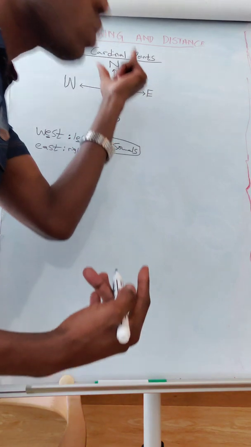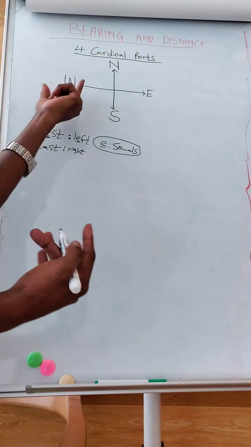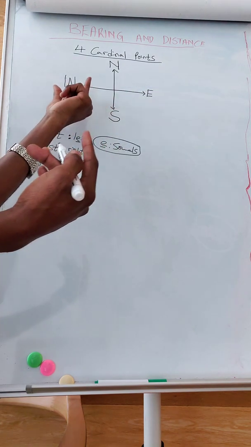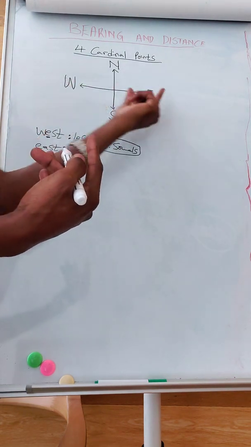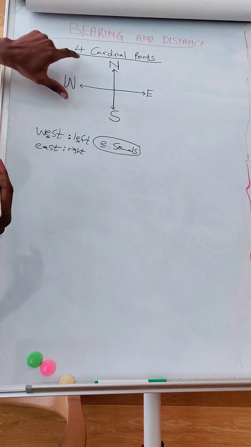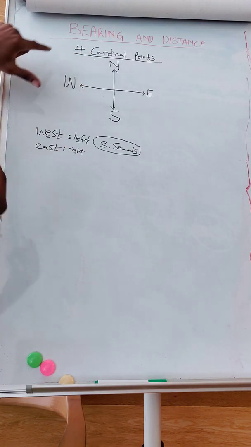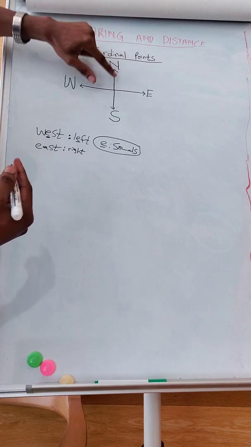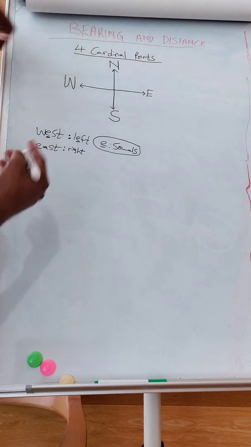North, west, west, west, west, left. So you can use your S sound to get west, then the other one will be east. Now, another thing is how to name the four cardinal points. Now, this arrow is what? The direction. It is showing direction.